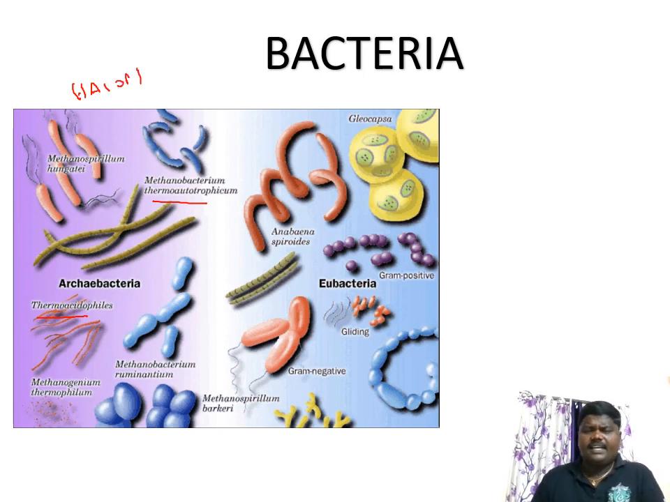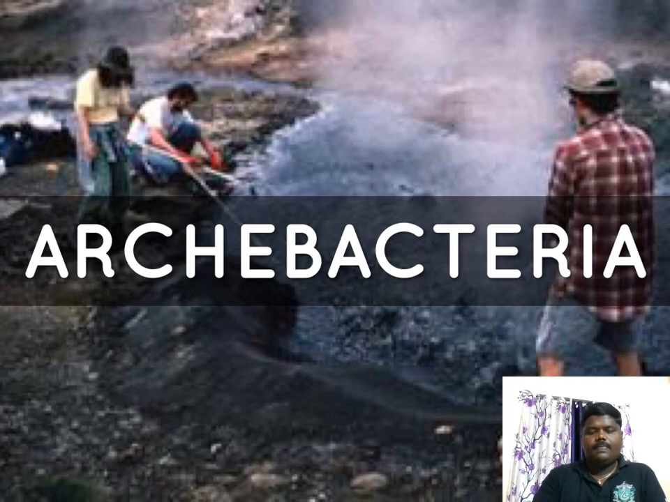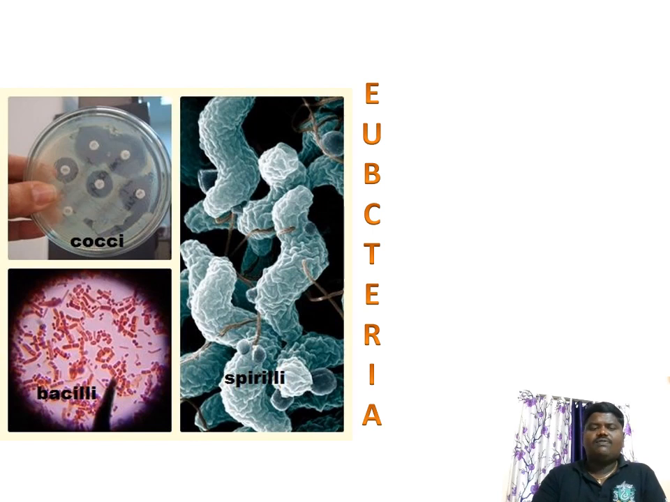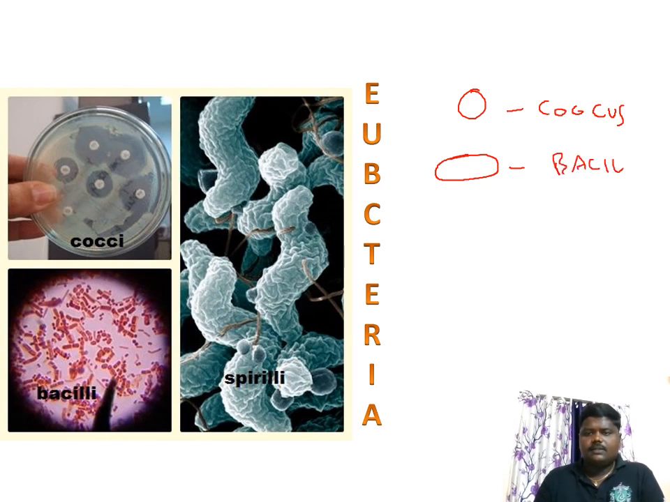In the case of eubacteria, there are two major categories, gram-positive and gram-negative, based upon the staining they acquire. This is just a representation of an archaebacteria, where they are trying to get from the geysers. And in the case of eubacteria, as I said, four shapes, right? Spherical shape is called coccus, rod shape bacteria are called bacillus, and spiral shape are called spirillum.